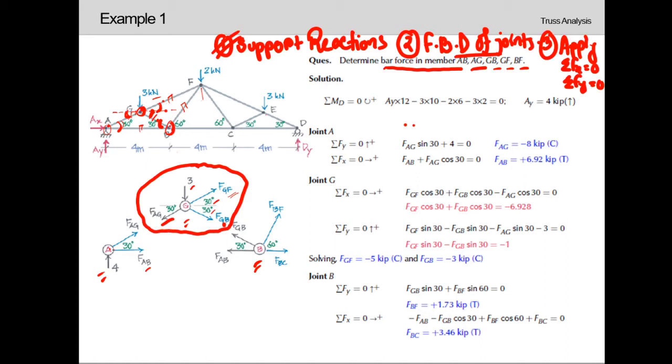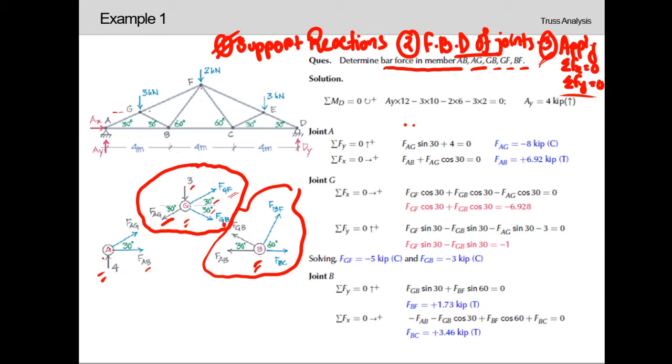And similarly, we need to draw the free body diagram for joint B also. So this is the diagram for joint B as well. Now we need to apply the equilibrium equations, which is summation of Fx equals 0 and summation of Fy equals 0, which is our third step. So now we need to apply the equilibrium equation for each of the free body diagrams.